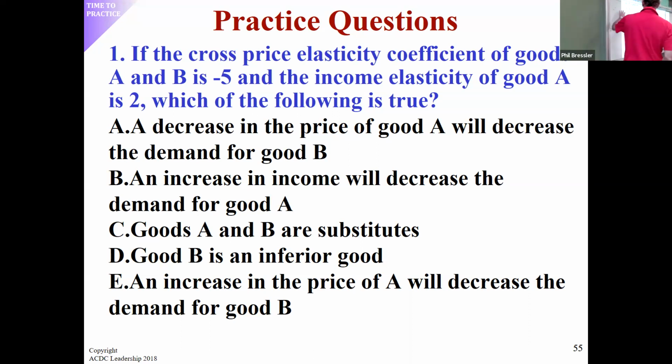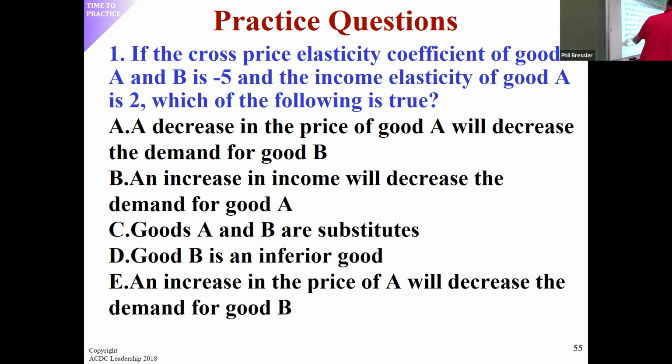Okay. A decrease in the price of good A will decrease the demand. Will that happen? No, because that'd be a positive. An increase in income will decrease. That doesn't seem like that would happen, right? We call it a normal good, right? An increase in the price of A will decrease.